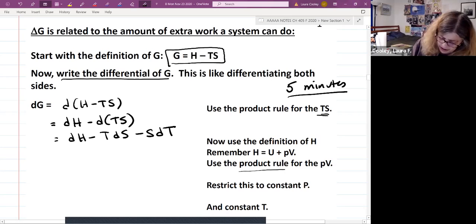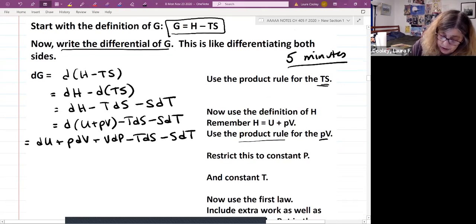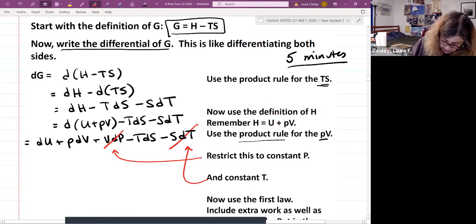So I use the product rule for the TS. Now I'm going to use a definition of H. Then the product rule for the PV. Then I'll say constant pressure, so I will cross out this one, and constant temperature. So I have dG is dU plus PdV minus TdS.